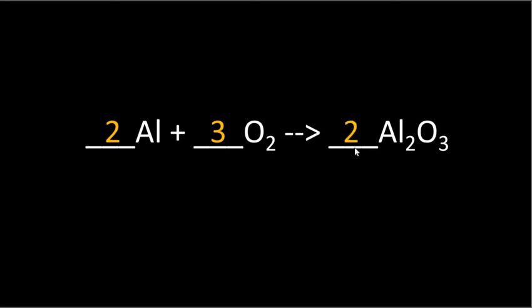Okay, now you go back and check everything. Back to the beginning. 2 aluminum, and now there's 4 aluminum. So you have to remove the 2 and put a 4. Okay, so now let's again check. 4 aluminum, 4 aluminum, 6 oxygen here, and 6 oxygen here. Okay, so as you can see, the formula is balanced.